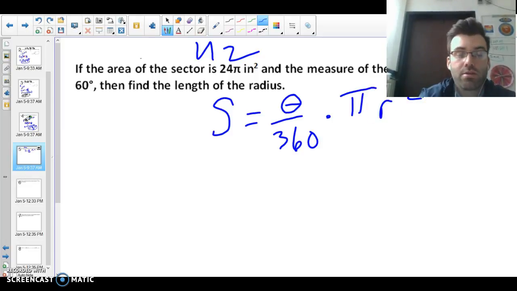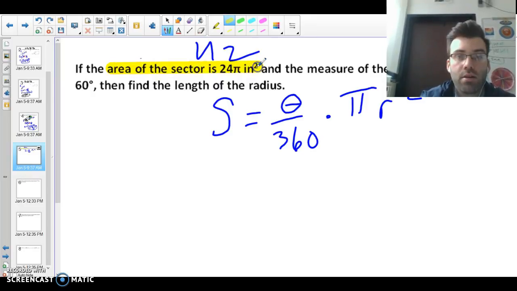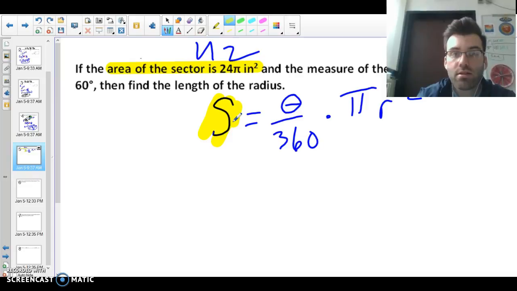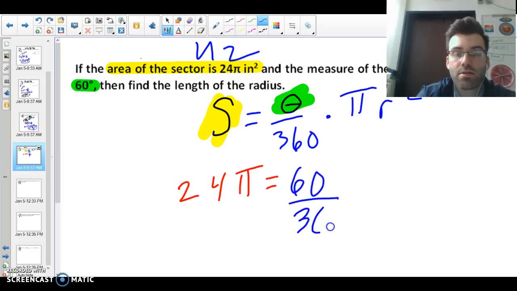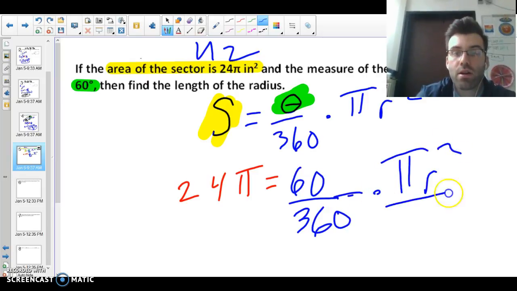So let's plug in what we know here. The area of the sector is 24 pi. That's our S. So 24 pi equals our central angle, which is theta, 60 degrees. That's our theta, so I'll put that in for theta here. That'll be 60 over 360 times pi r squared. I'm going to put that over 1.